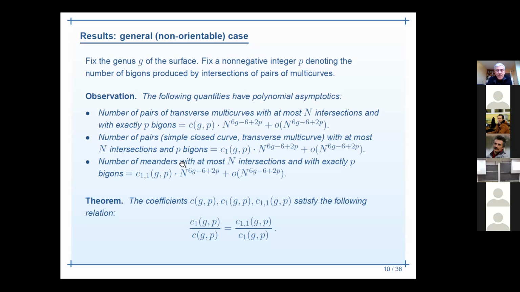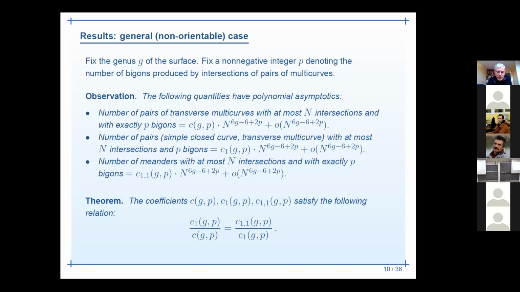And finally, the last number: we pass to a subset even of the previous one. So we have three nested decreasing subsets, and the last subset is the smallest one. This time, I assume that both multi-curves, the red one and the blue one, are just simple closed curves. So this is the meander case. And the statement is that in this case, the growth of the number of pairs like this is still polynomial with the same power of n with some third coefficient.